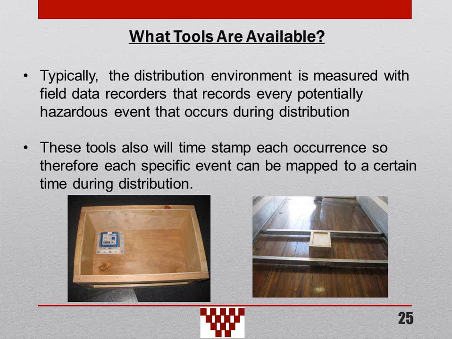So now you ask, okay, what tools are available? How do we map this? Typically, the distribution environment is measured with field data recorders that record every single potentially hazardous event that occurs during distribution. These tools also timestamp each occurrence, so each specific event can be mapped to a certain time during distribution. So if you map your distribution environment and find out that for the first 12 hours there are many drops and many vibrations, you're going to either investigate it, or design your package to protect against those 12 hours of really vigorous handling.